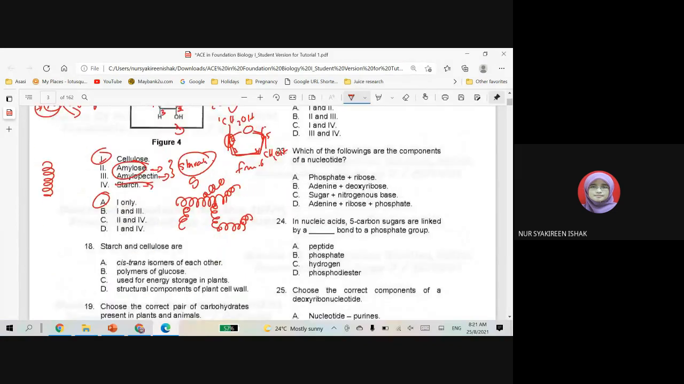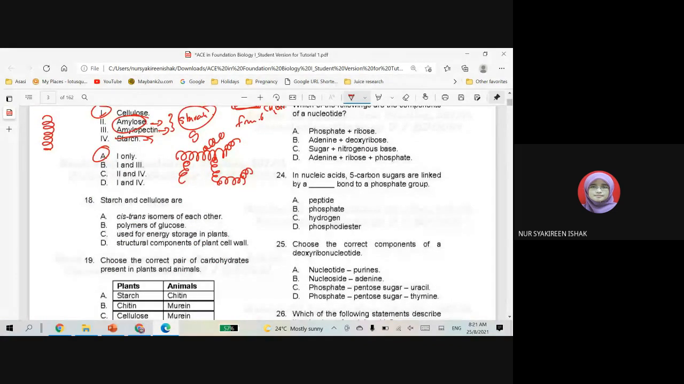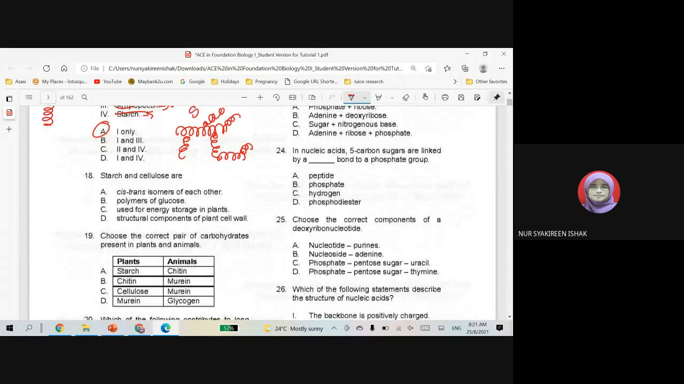Okay, number 18. It says here: starch and cellulose are cis-trans isomers of each other, polymers of glucose, used for energy storage in plants, structural component of plant cell wall. So C and D are wrong. C is for starch only, while D refers to cellulose. For E, cis-trans isomers has nothing to do with these two structures. Obviously the answer will be B, polymers of glucose.